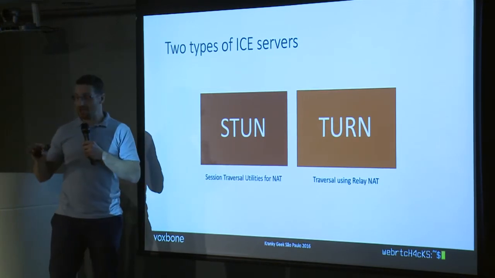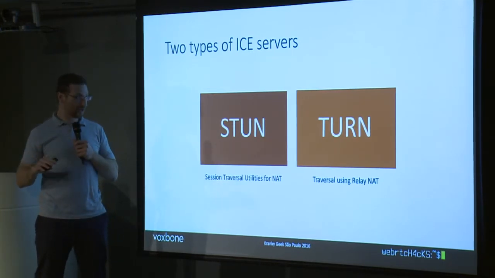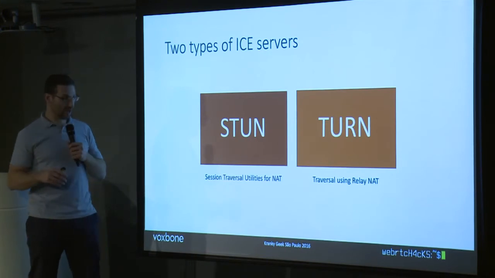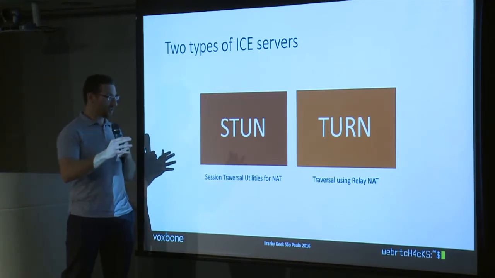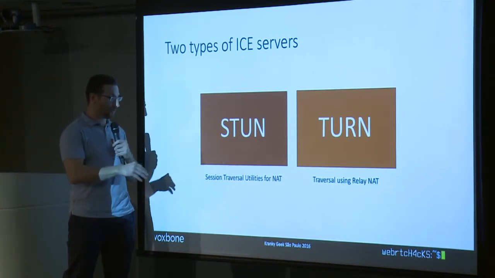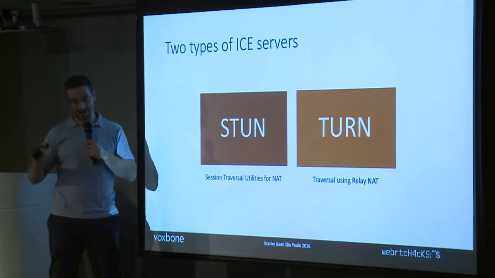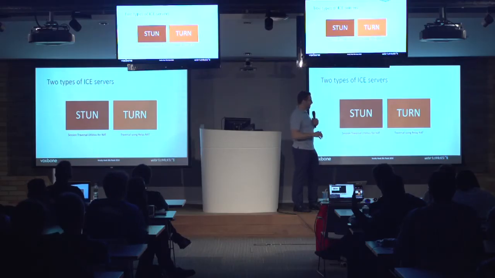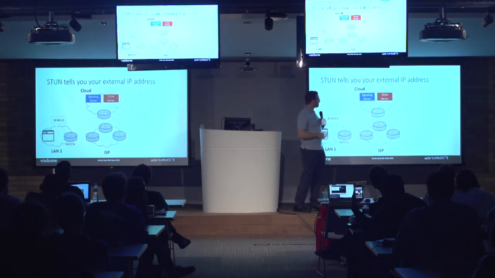And there's two types of servers that handle ICE transactions. And I'll go through in more detail what these things are. But the first is a STUN server, Session Traversal Utilities for NAT. They're pretty archaic names, right? But the second one is a TURN server. And I'll show what these are. So the first one is the STUN server.